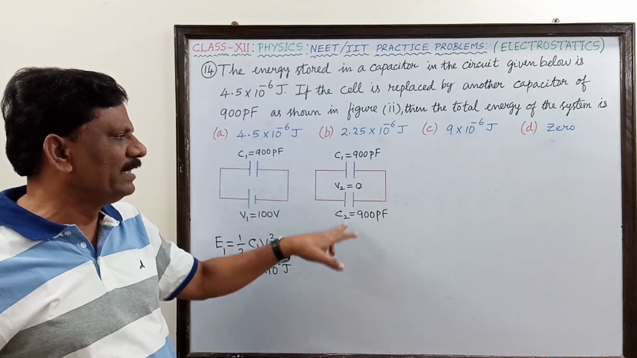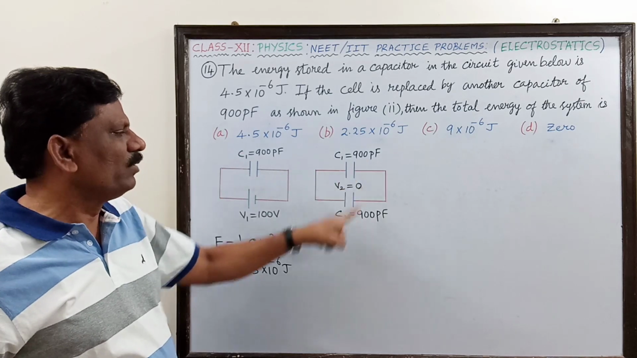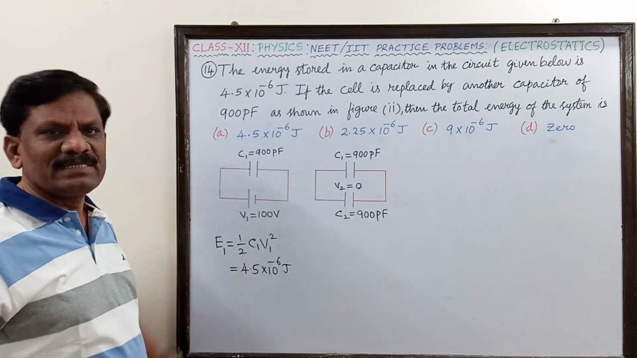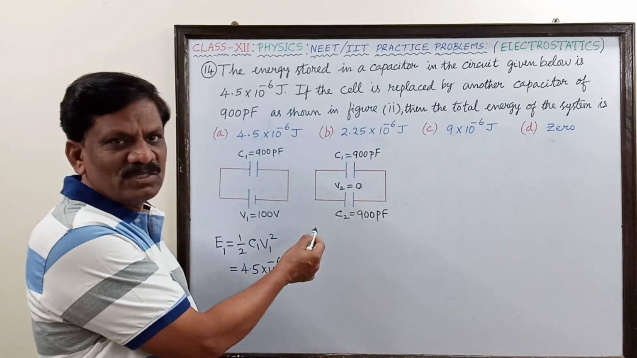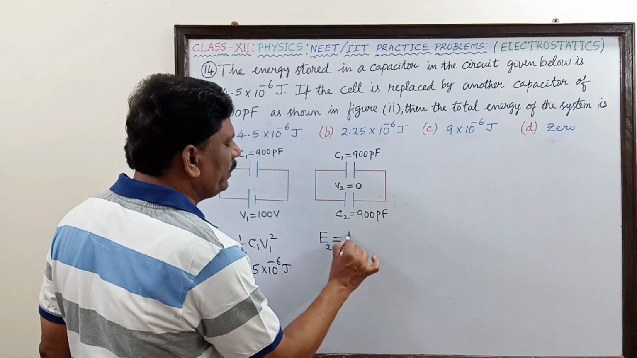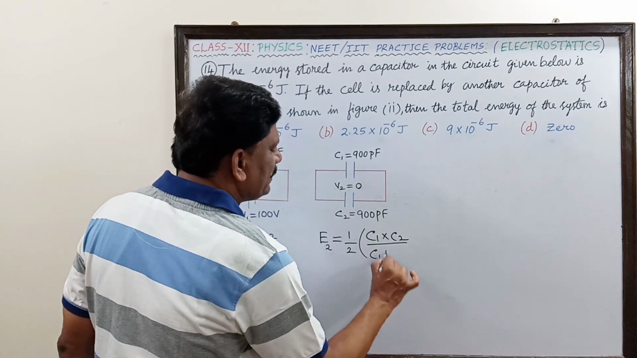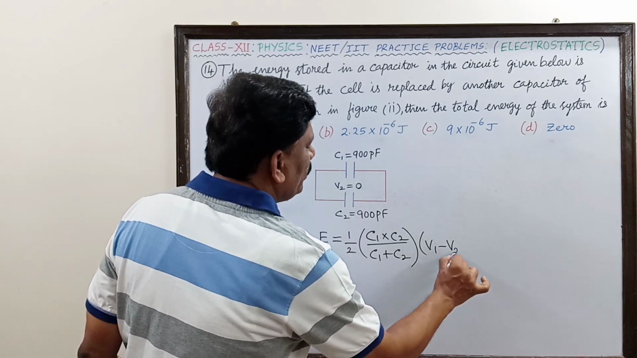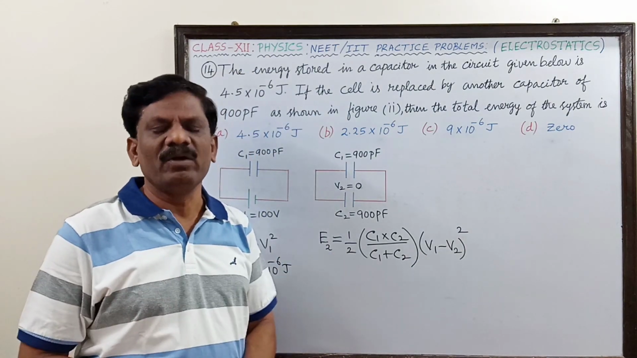But here actually potential difference externally we are not applying. Already the charged capacitor C1 only is connected across C2. So what will be the charge stored in the second system? For that you can see that V2 is equal to 0 volt because there is no battery. Understand? So in this case the energy is given by the formula E2 is equal to half into C1 into C2 divided by C1 plus C2 into V1 minus V2 the whole square. This is the expression. This is a standard formula I have to remember.